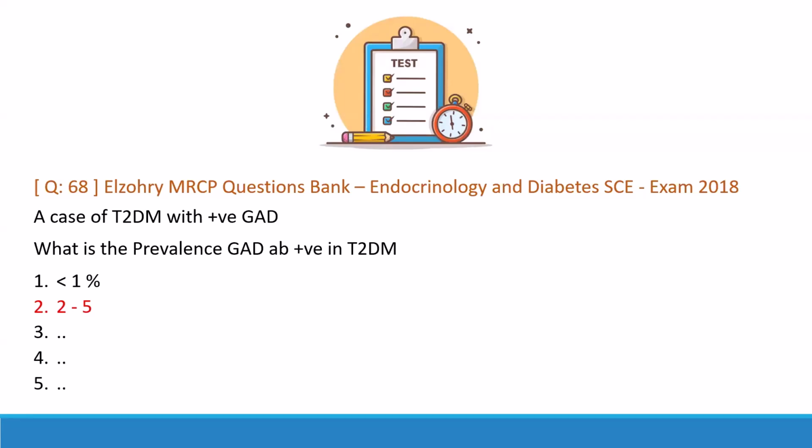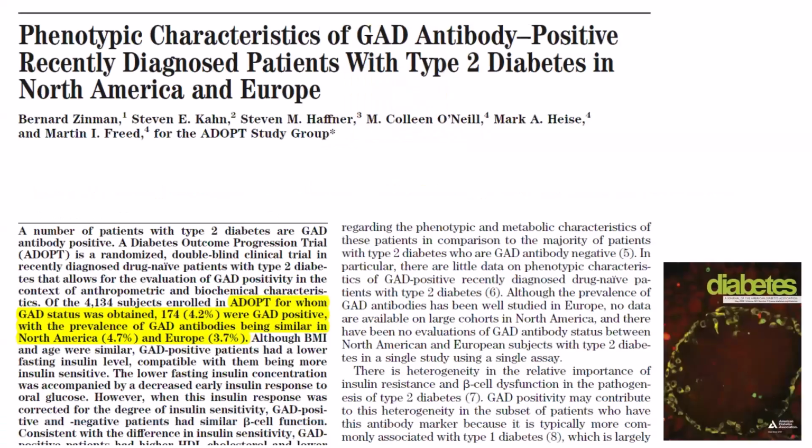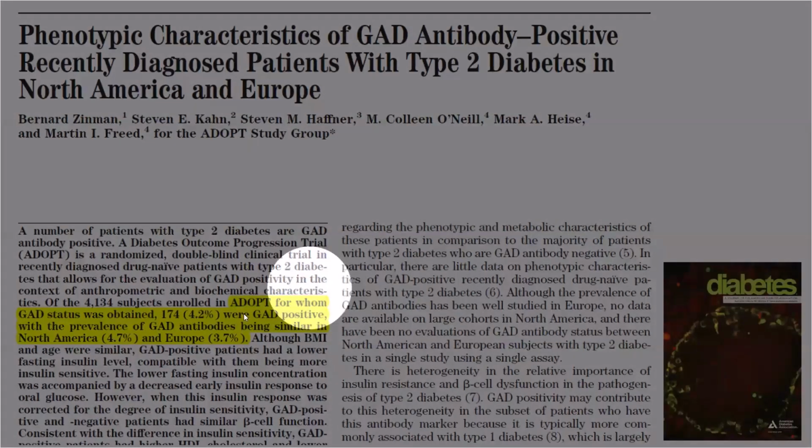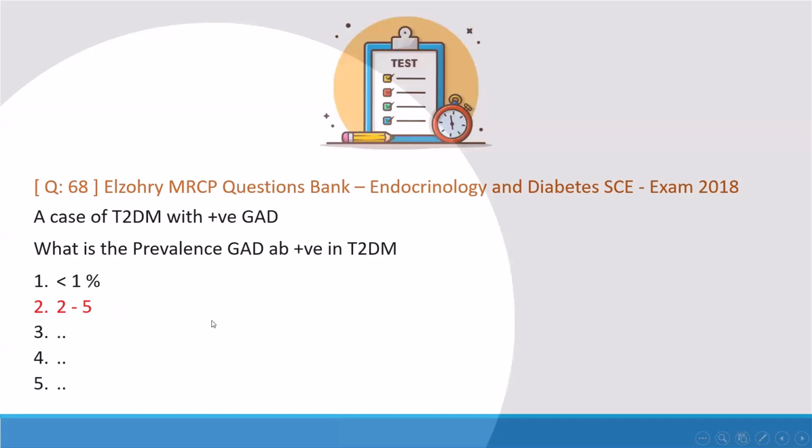So don't forget that. The autoantibody is present in about 90% for type 1, but it may be present in about 2 to 5% in type 2 diabetes mellitus. This is from a paper published in Diabetes. They mentioned that in this study, GAD positive in type 2 diabetes mellitus is present in about 4% or 3.7% in Europe and North America. So in the previous exam, they asked about the prevalence of GAD positive autoantibody in type 2 diabetes mellitus, which is about 2 to 5%. Please write this in your book.